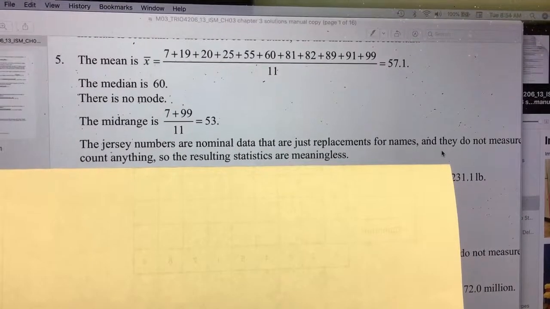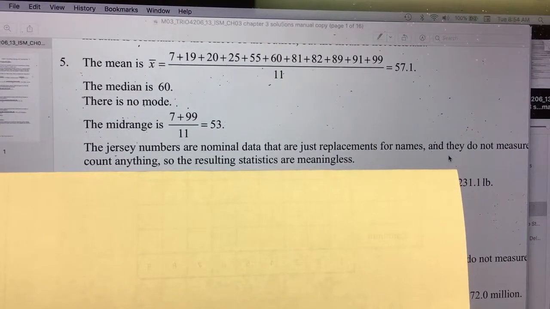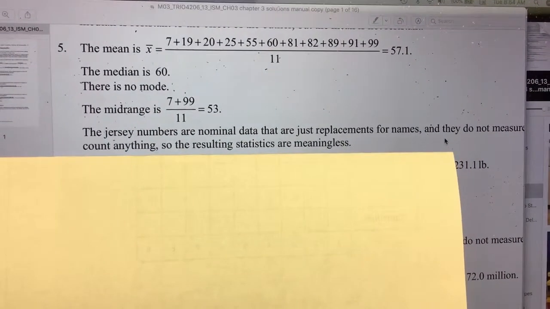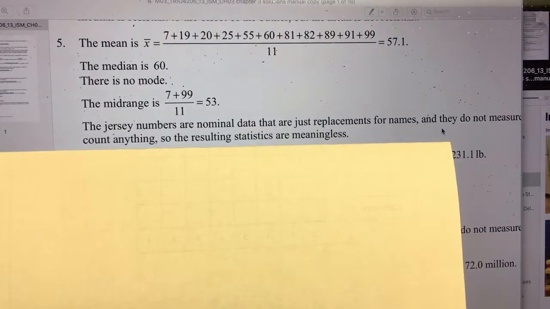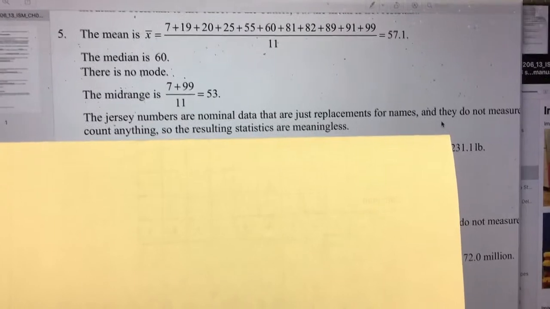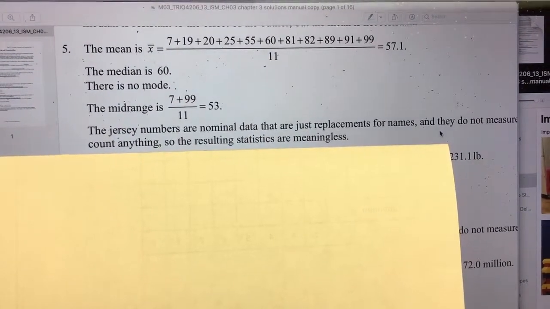So on each one of these problems, we were just supposed to come up with the mean, the median, the mode, the mid-range, and then answer the given question. So in this case, in the answer solution manual, they've already given us the mean and they've shown us the calculation. So I'm going to show you the calculation for the median, which they say is 60.